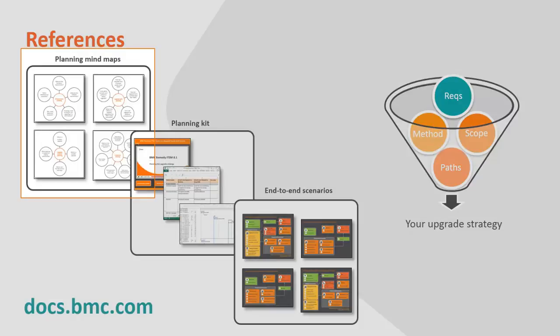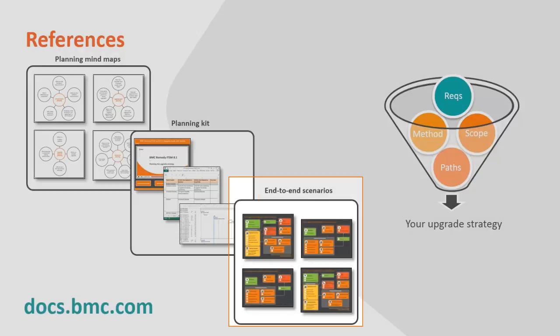The Planning for Upgrade topic provides decision maps for different factors of the upgrade process. These maps are supported by links to related information. You can also download the Planning Kit, which contains the interactive Quick Start Guide, a sample upgrade project plan, and the planning spreadsheet, which you can use during the actual upgrade. Also refer to the end-to-end scenarios for information about the detailed steps in the upgrade process.